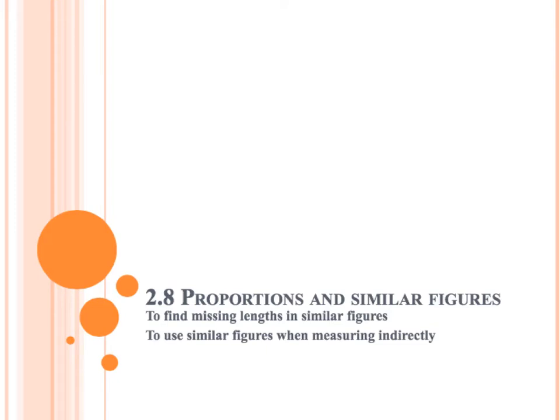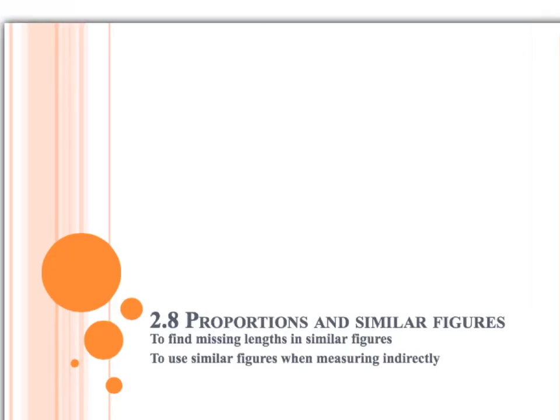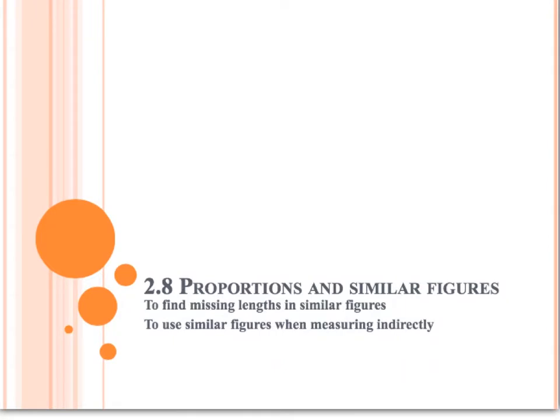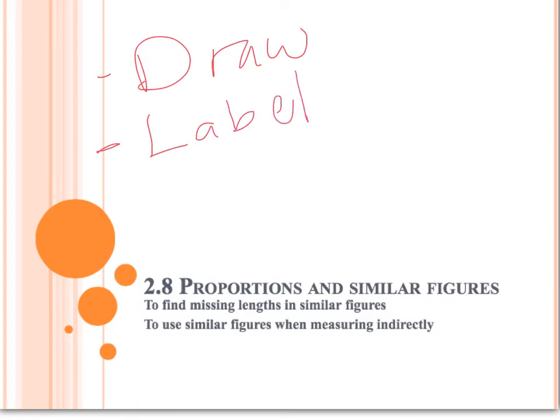Our next section before MEA break is proportions and similar figures. The most important thing with proportions and similar figures is drawing a picture. Make sure you always draw a picture. And also labeling. These are the two spots that people make mistakes on.